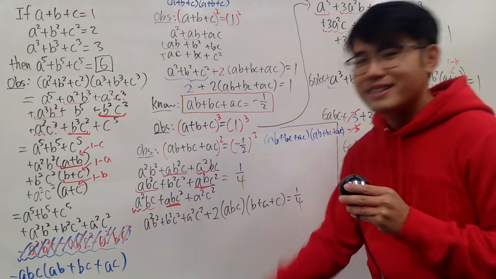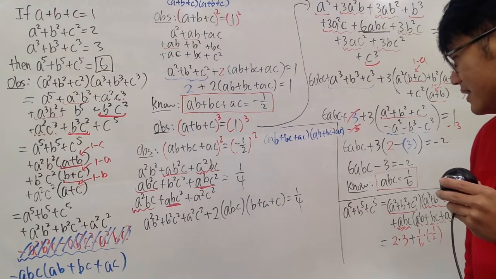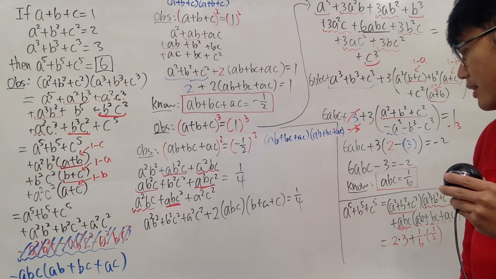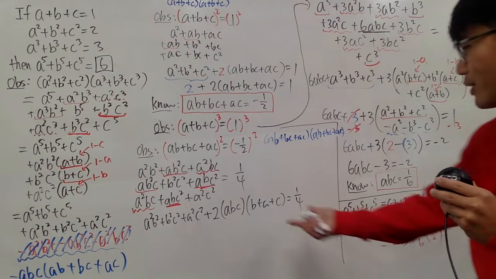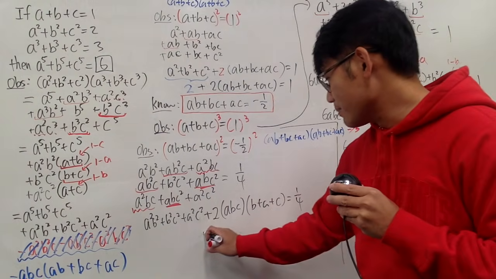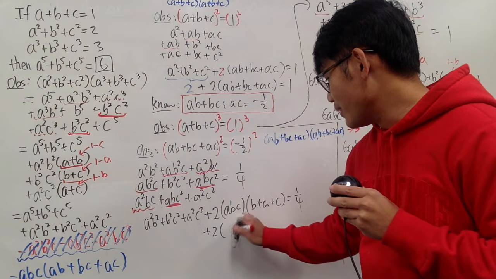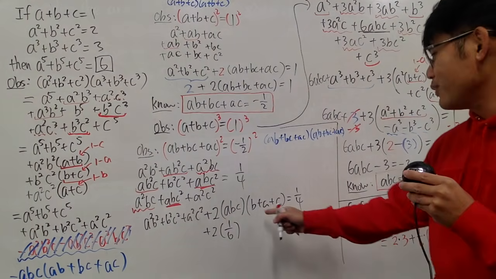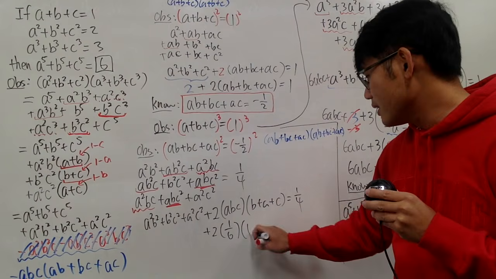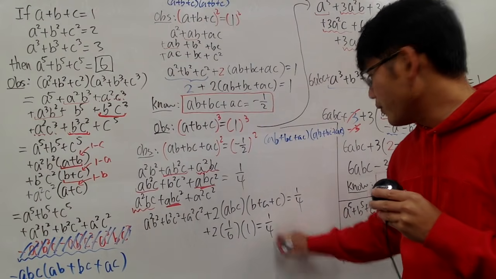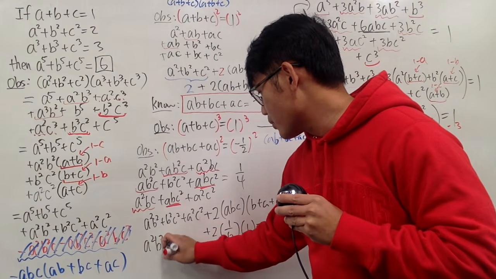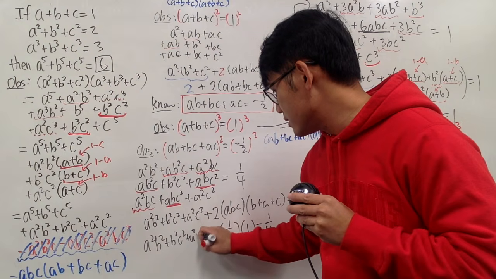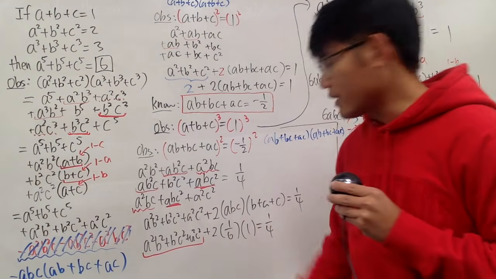This guy, oh my God. Let's see. Oh yeah, so good. We have the 1/6 right here. We can use that. So of course, we have the plus 2 times 1/6. Also, thankfully I did this first. And then you have the ABC, which is equal to 1. And this is equal to 1/4. And you have the A squared B squared plus B squared C squared plus A squared C squared, right? This quantity is what we are trying to find out.